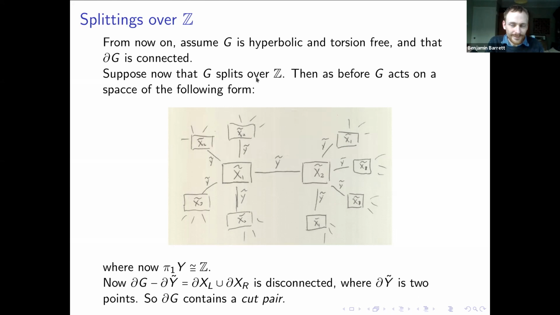Okay, so like a circle you can disconnect by removing 2 points, but a sphere you can't disconnect by removing 2 points. So what I have aimed to justify here is a claim that if a group splits over Z, then its boundary contains what's called a cut pair, so a pair of points, so that if you remove those points, you've disconnected the boundary.